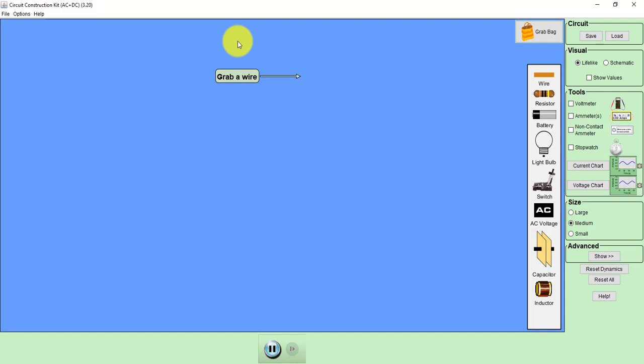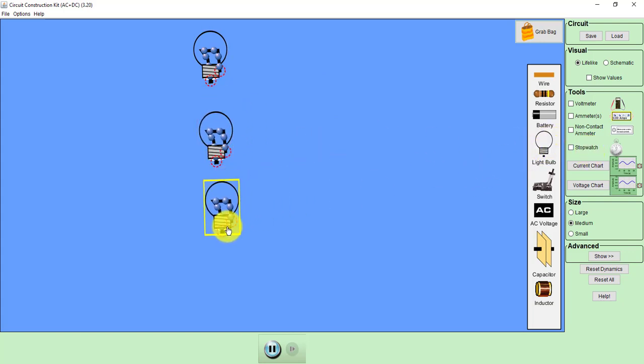Now, to connect resistors in parallel, two options are there. We can take a resistor component here, or to have the visual representation, we can also take the light bulb. So let us take a few light bulbs. I will be using light bulb as a resistance, and I will be connecting these three light bulbs in parallel across a DC voltage source.